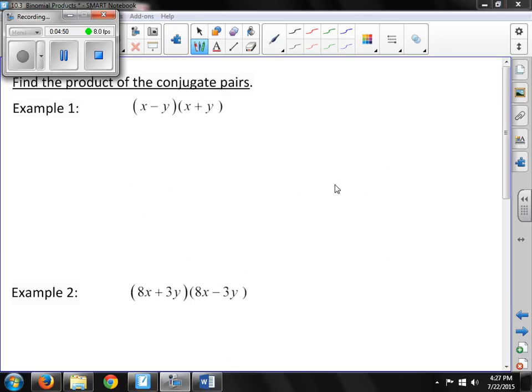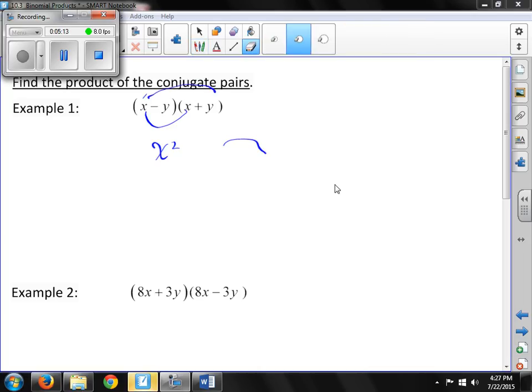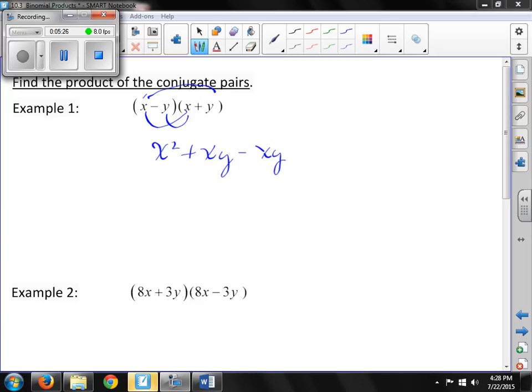Now I want to find the product of conjugate pairs. And again, I'm going to FOIL these. You'll see that something special happens every time you have conjugate pairs. Just happens automatically, and you'll see why as I work it out. So I'll start off, x times x is x squared. When I multiply the outside terms together, the outside, x times y is plus xy. When I multiply the inside terms together, I'll have negative y times x, which is negative xy. And when I multiply the last terms together, negative y times positive y, I'll get negative y squared.